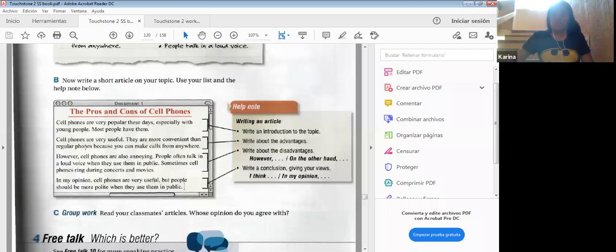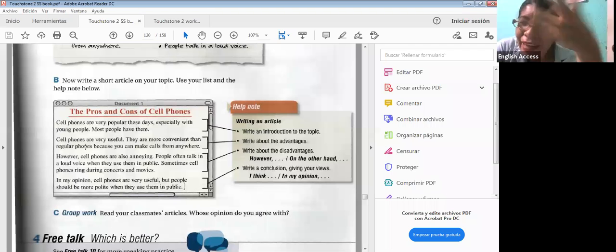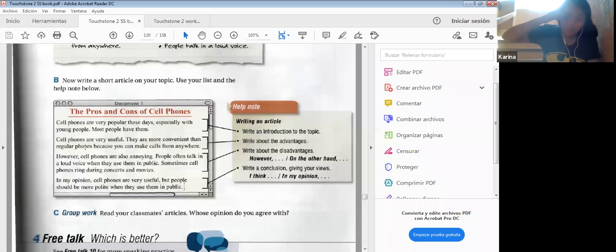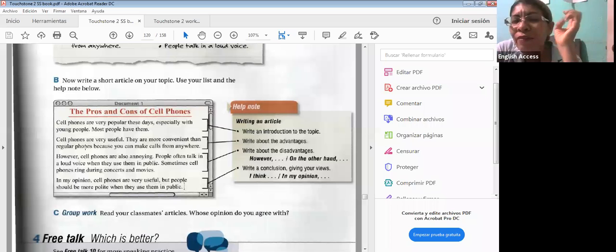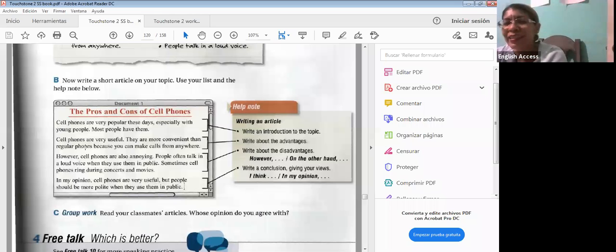Okay, so this is just an example. So you are going to write a paragraph like this one. Okay, Karina? Well, choose only one example. You have regular mail and the other one was email. Choose only one and write down your paragraph. Okay, let's do it.